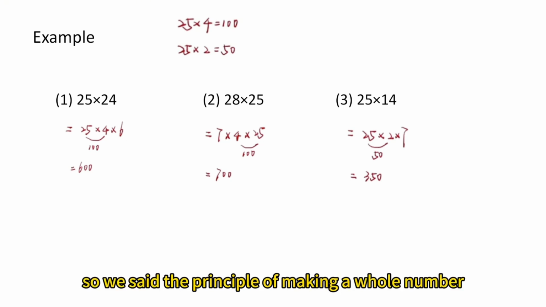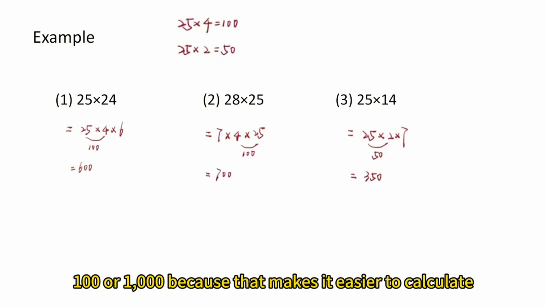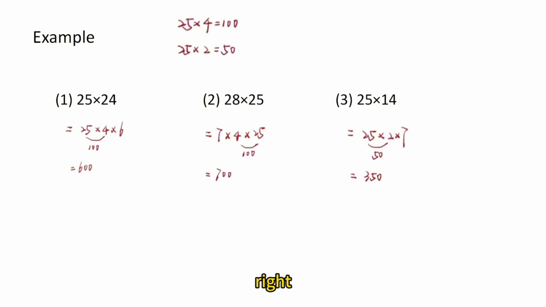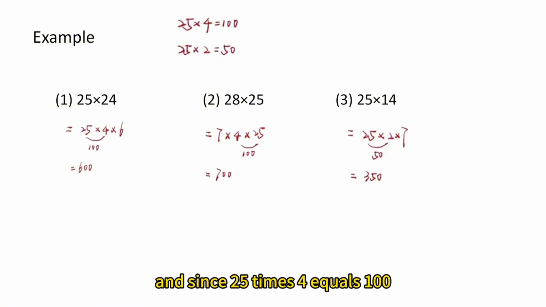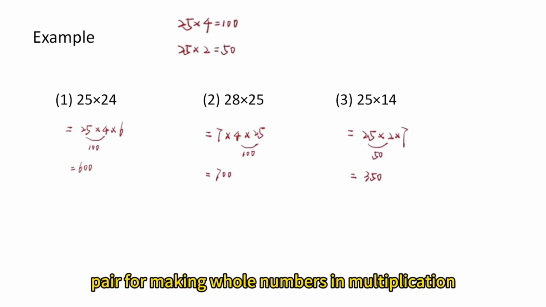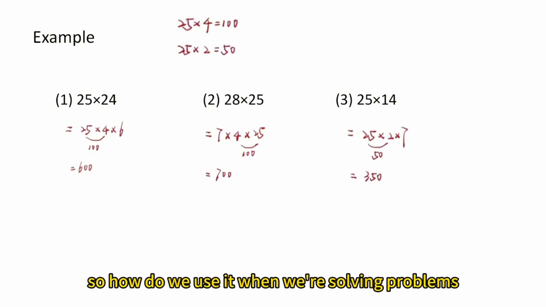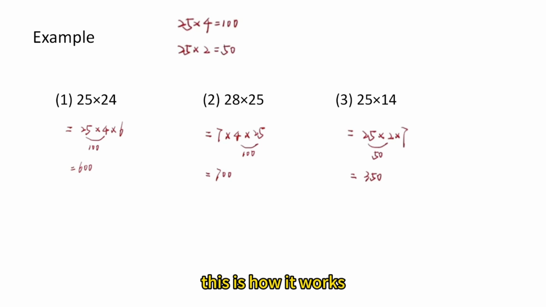So we said the principle of making a whole number is to make a multiple of 10, 100, or 1,000, because that makes it easier to calculate, right? And since 25 times 4 equals 100, this pair of numbers can make a whole number. It's an essential friend number pair for making whole numbers in multiplication. So you must know it. You must. So how do we use it? When we're solving problems, this is how it works.